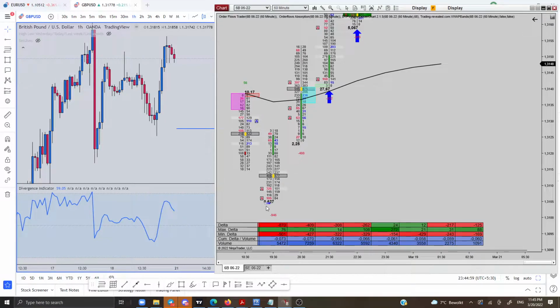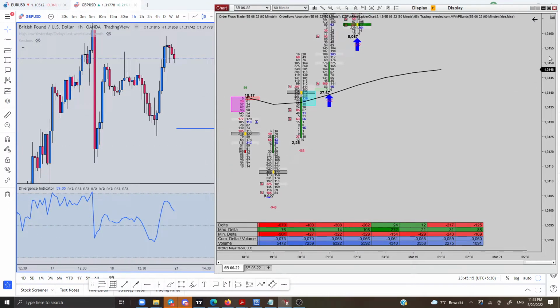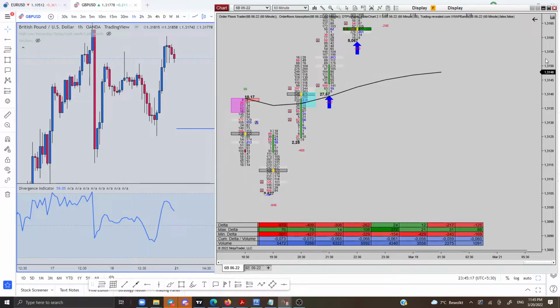So these were the bids hit by sellers, okay, and then price closed above. So this is useful information. In the next video I'll definitely be giving more details on what order flow footprint software is.